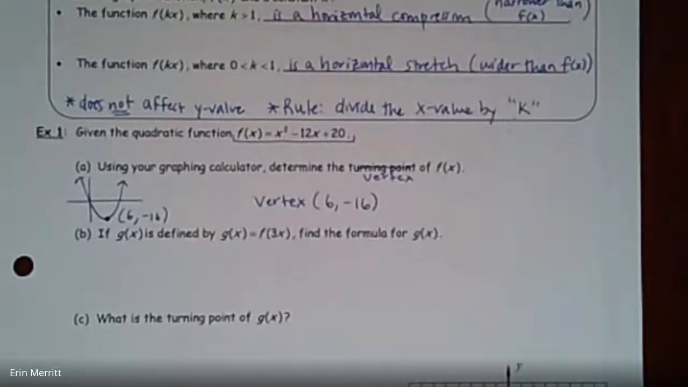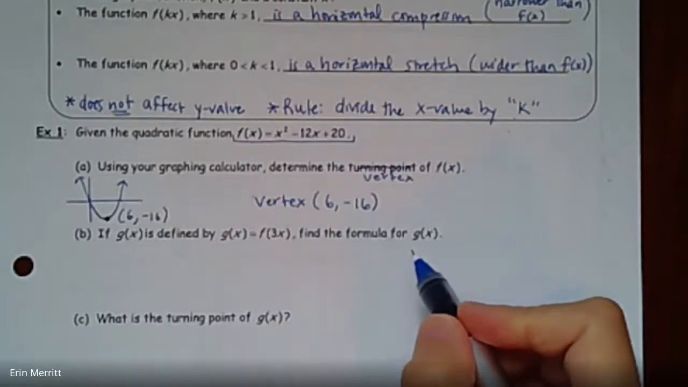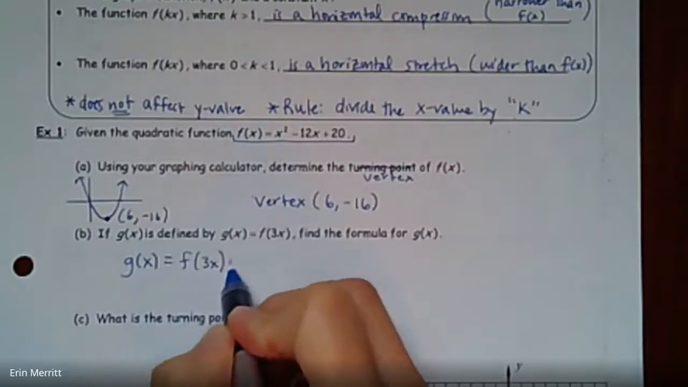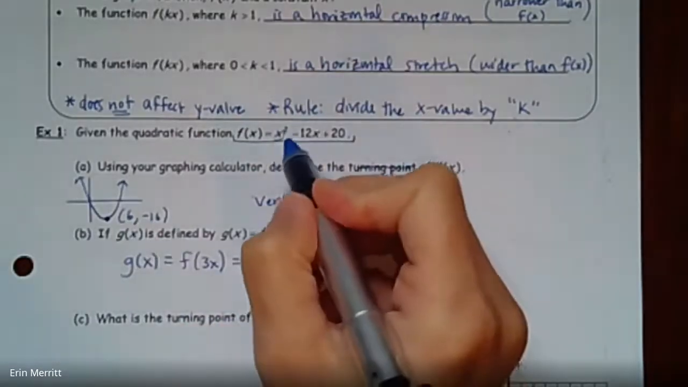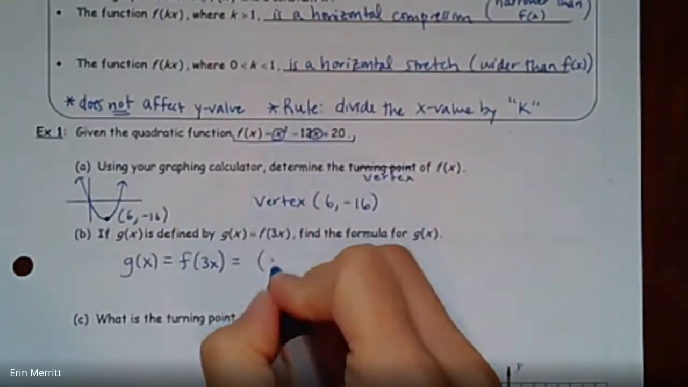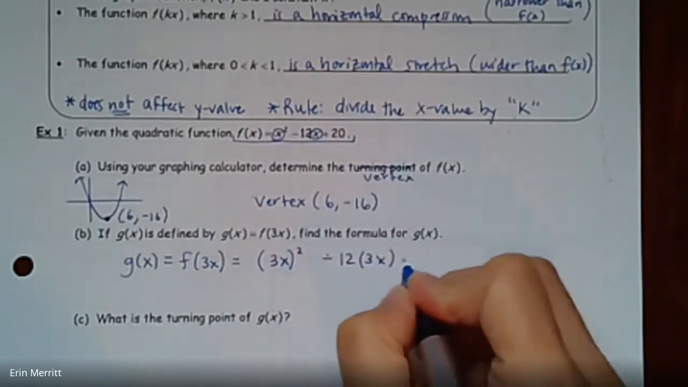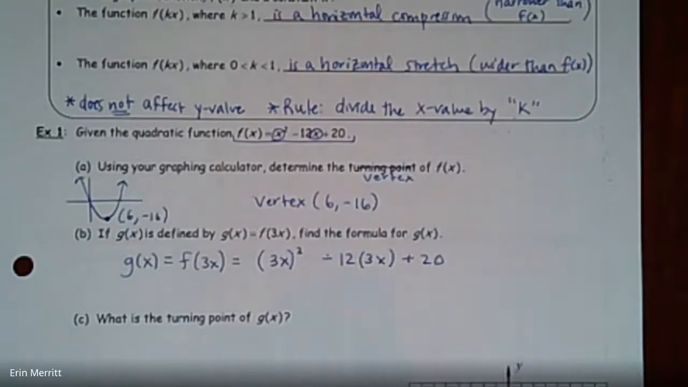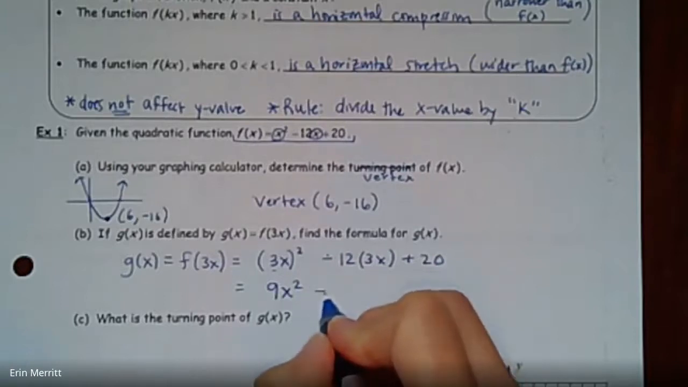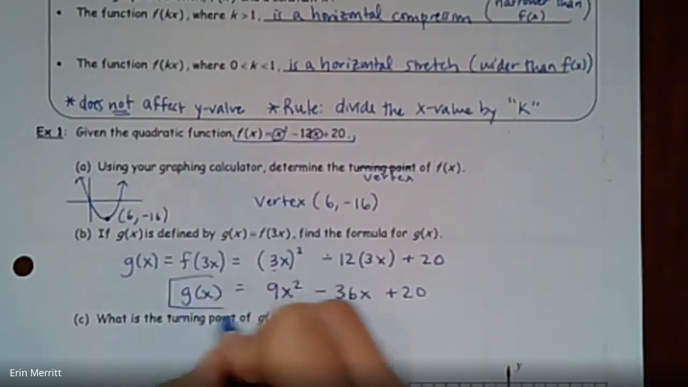Okay, if g of x is defined by doing f of 3 times x, find the formula for what the new g of x function is. Well, f of 3x means take your f function, and wherever there was an x, so that's here and here, we put 3x in. So that's going to be 3x, that quantity squared, minus 12 times 3x, and then plus 20. Don't forget, square the 3 and the x is 9x squared. This would be minus 36x plus 20. That would be my g of x function.